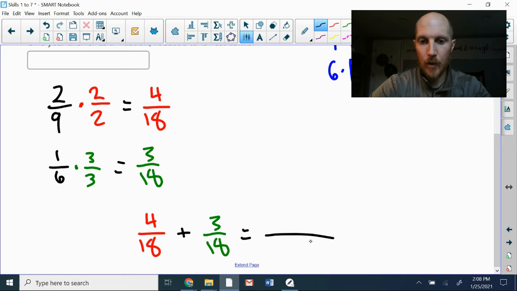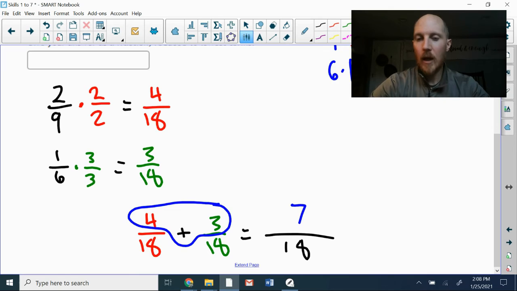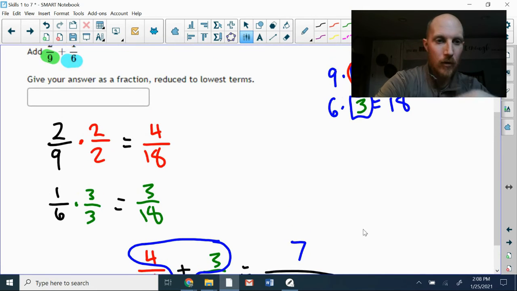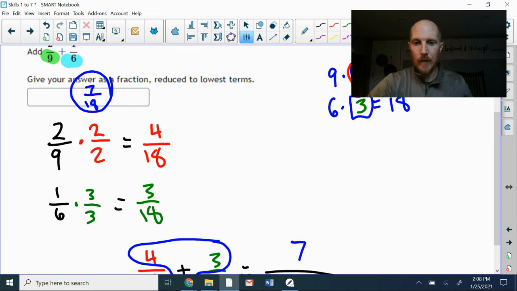Okay, so now that I have a common denominator, all of my arithmetic happens on the top. So I know that my answer is going to have that same denominator of 18, and I just add straight across the tops. 4 plus 3, which is 7. 7/18. Can I reduce that? No. There's nothing that I can divide out evenly. So 7 over 18 is going to be my final answer. All right.